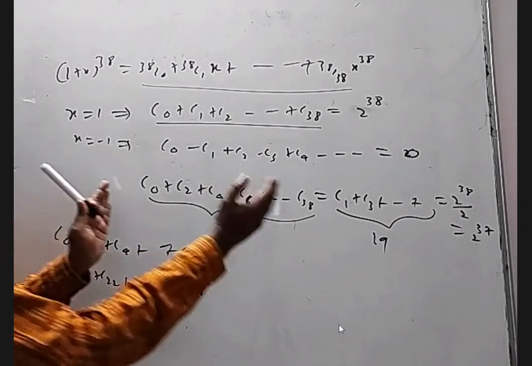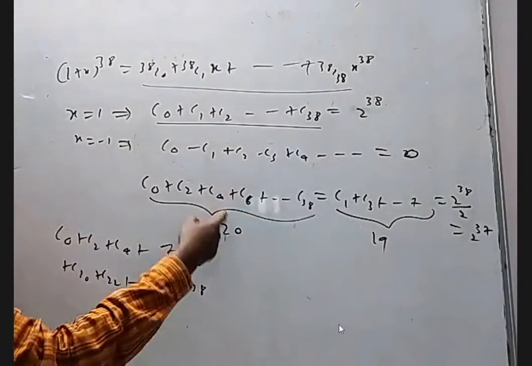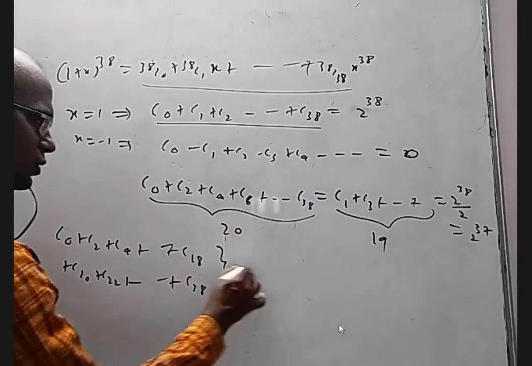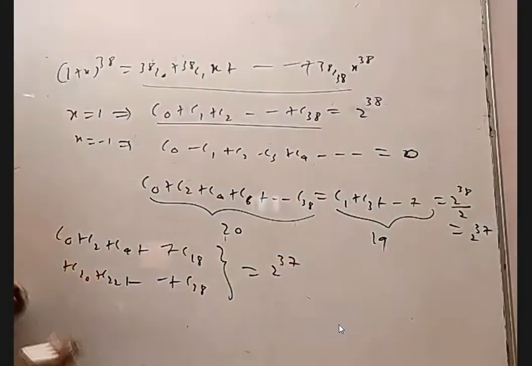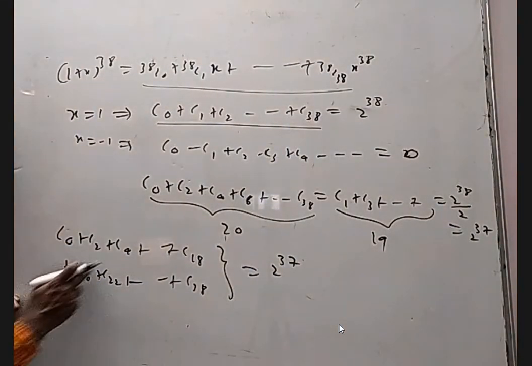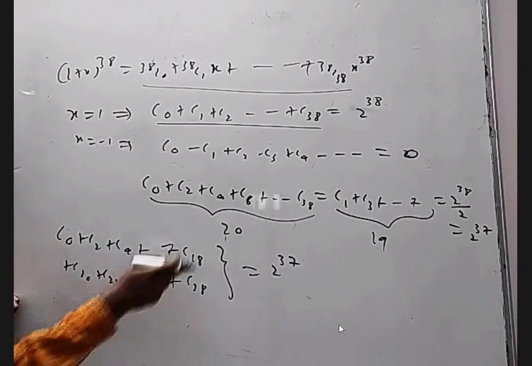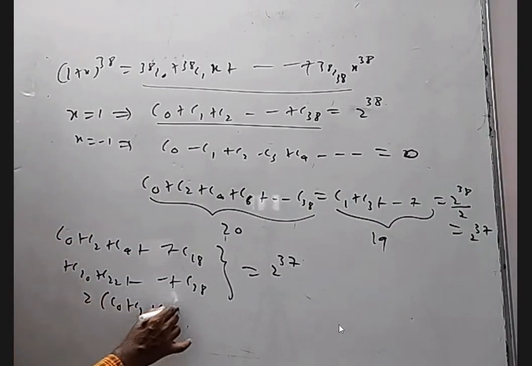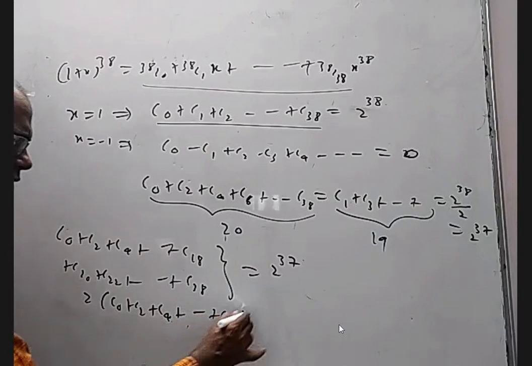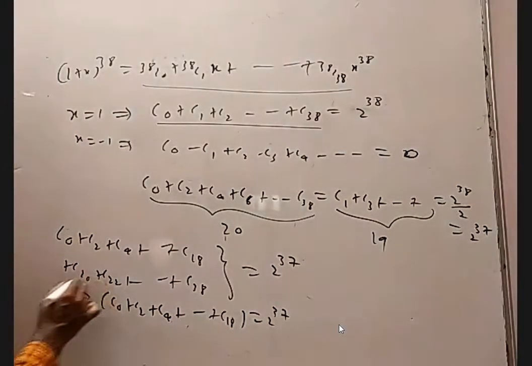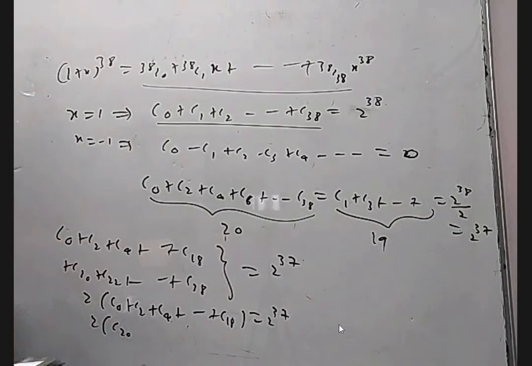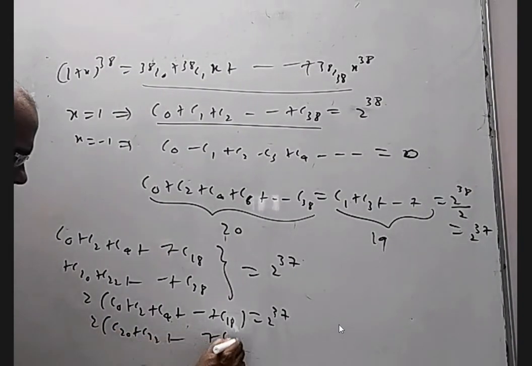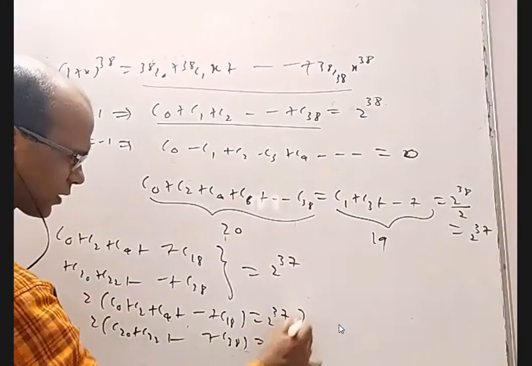Okay, fine. So these 20 terms sum is 2 power 37 and they can be made into 2 equal parts. How? You know, this total is 2 power 37. But according to the nCr equal to nC(n minus r) formula, these two are equal, these two are equal, these two are equal. So it can be written as double of C0 plus C2 so on up to C18 is 2 power 37, or double of the second part, C20 plus C22 so on up to C38 is also 2 power 37.